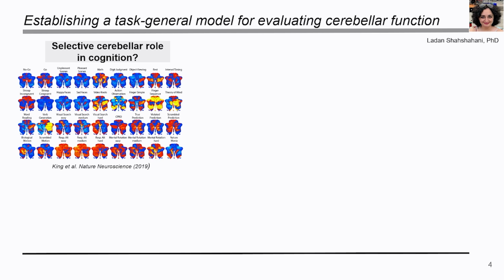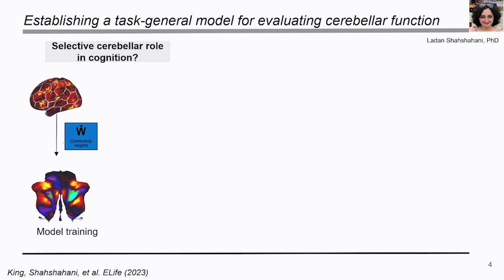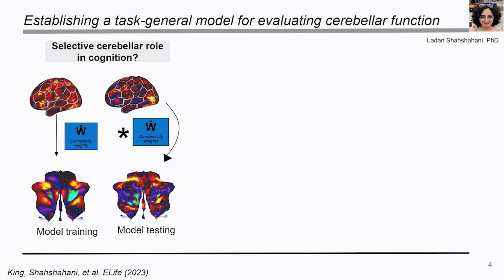And so we trained a model by learning the mapping between the cerebral cortex and the cerebellum on one set of these data. And then we could take those model weights and generate novel predictions of the cerebellum using new cortical data. And we think this can put this question to a strong test. What is the cerebellum selectively doing in cognition?